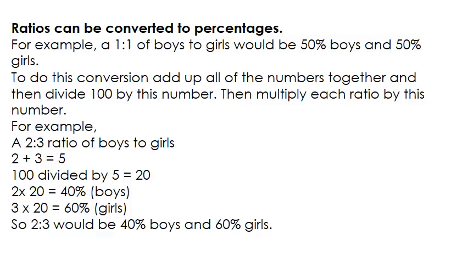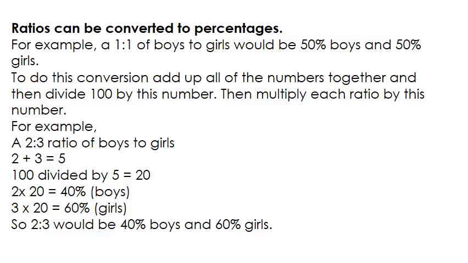So to do this conversion, what you do is you add up all the numbers together and then divide 100 by that number. And then you multiply each ratio by that number that you just worked out. So for our example above, when you've got a 1-to-1 ratio, 1 plus 1 is 2. So you divide 100 by 2, that gives you 50. And then you multiply 1 by 50, which is 50, and 1 by 50, which is 50. So that gives 50% and 50%.